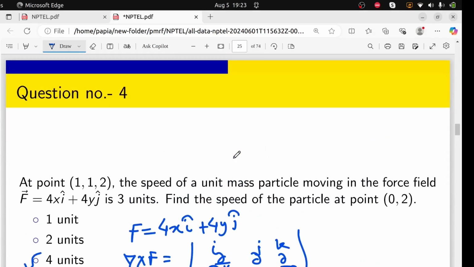So the answer of this question will be 4. Take 4 units. 4 units is fine. Nearly 4 units. So this is the answer.